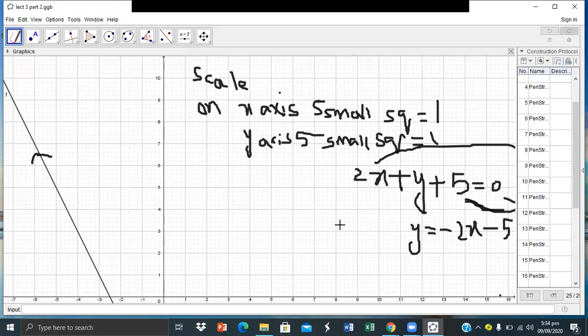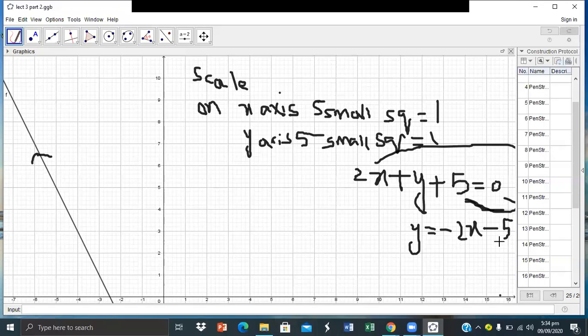If you can see here, the slope is minus 2. When we convert 2x plus y plus 5 equals 0, we get y equals minus 2x minus 5. Here, the coefficient of x is minus 2, that represents the slope. I already explained to you that whenever you get a negative slope, the graph of the equation will be in this direction. And when you get a positive slope, you will get the graph in this direction. So now we have a negative slope, that's why it's representing this one.